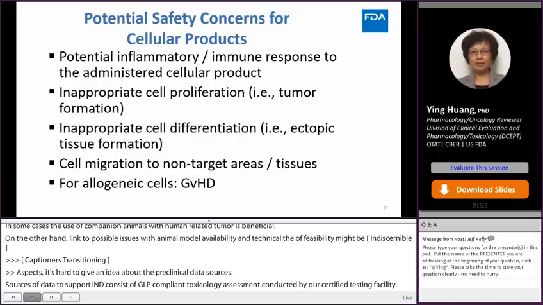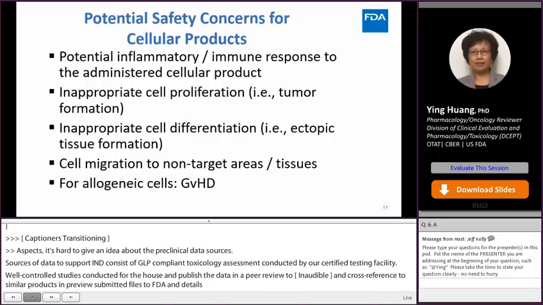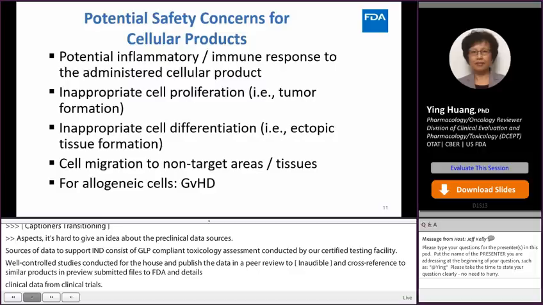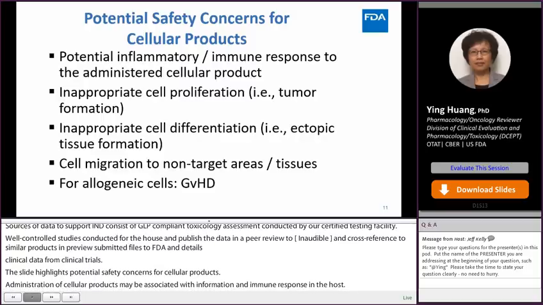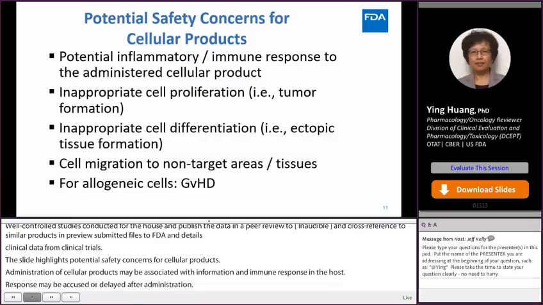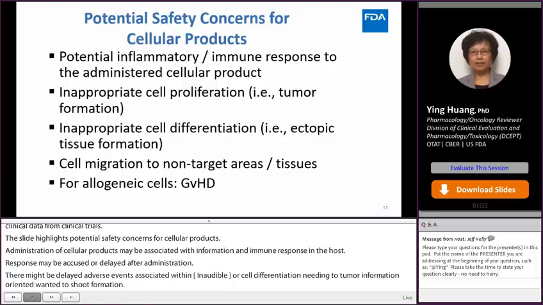This slide highlights potential safety concerns for cellular products. Administration of cellular product may be associated with inflammation and immune response in the host. This response may be acute or delayed after administration. There might be delayed adverse events associated with inappropriate cell proliferation or cell differentiation leading to tumor formation or unwanted tissue formation. These cells may spread to undesired normal tissues. Homing of administered allogeneic cells very often causes graft versus host disease in multiple tissues.